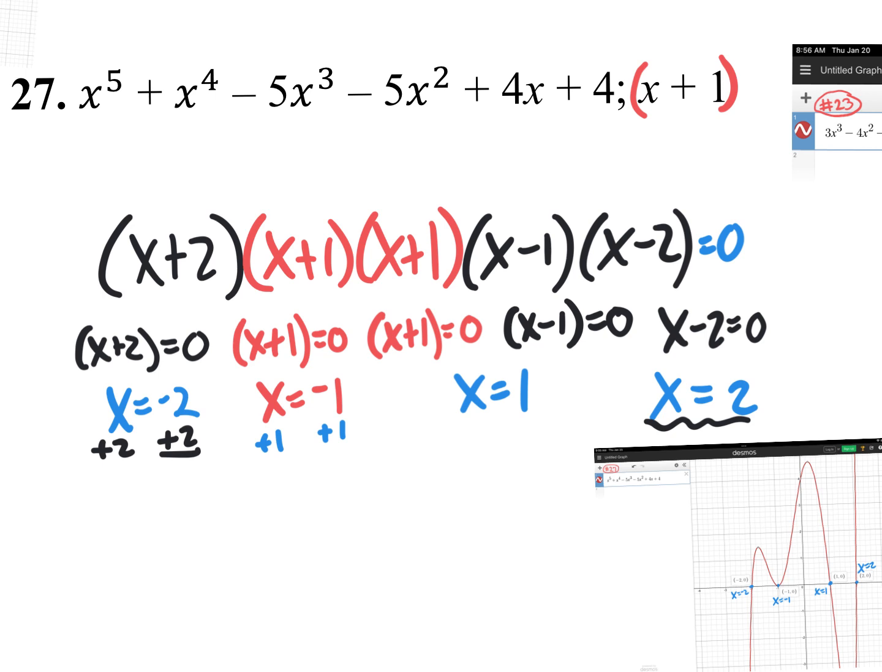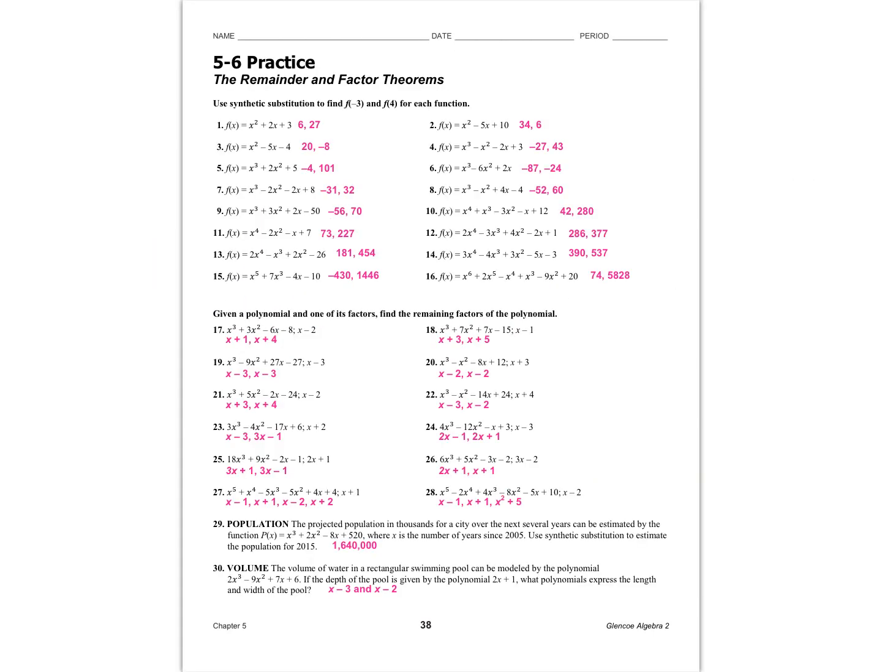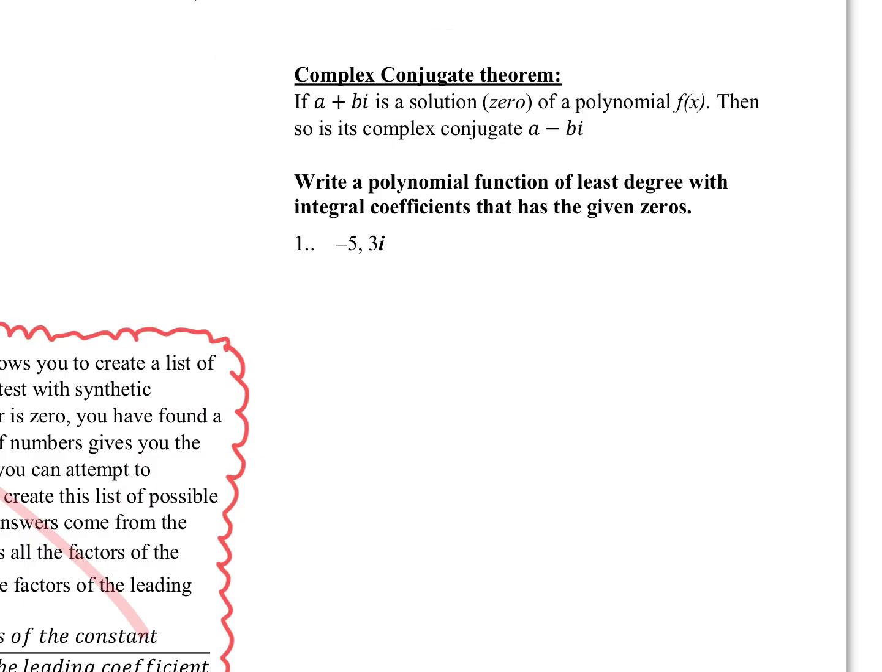So on 27, it said, here's one factor. Find the other factors. Well, the other factors would be another x plus 1, the x plus 2, an x minus 1, and an x minus 2. Okay? And we did that with Desmos. Let's go back to the notes. All right, so we should know how to use Desmos to find answers. We should know how to use Desmos to take those answers and work backwards to get to the binomials that produce the factored form of each of those polynomials.